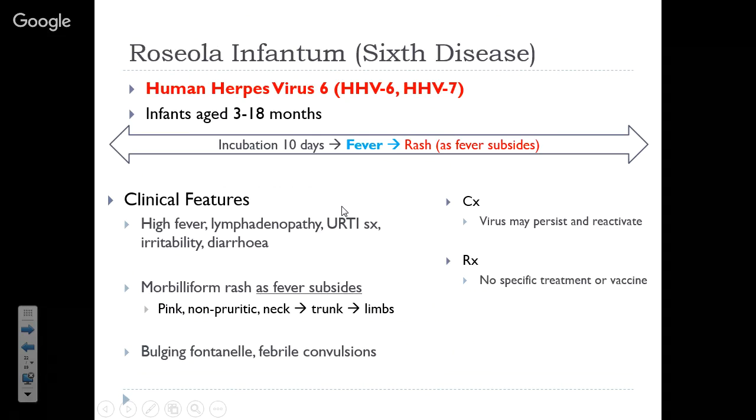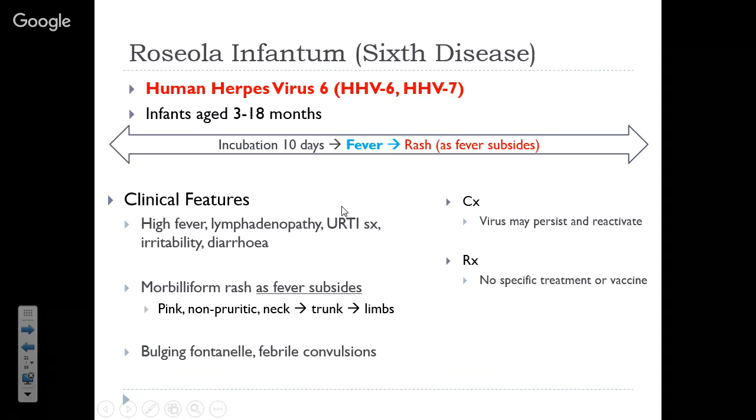Clinically, they'll also get the generic fever, infective symptoms, irritability, and a very similar rash to measles as described before. There's an increased occurrence of bulging fontanelles and febrile convulsions associated with roseola infantum. Again, no specific treatment, just supportive care and resting at home, fluid rehydration, that sort of thing.